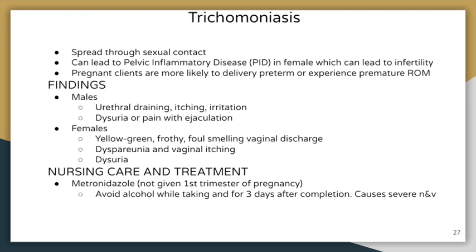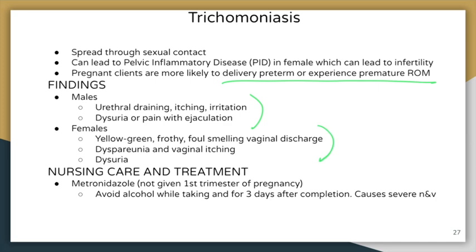The next STI we're going to talk about is trichomoniasis, and it also is spread through sexual contact. It can lead to PID in females, which can lead to infertility issues. People that are pregnant who have trichomoniasis are more likely to deliver preterm and experience premature rupture of membranes. These are the symptoms of somebody who has trichomoniasis.